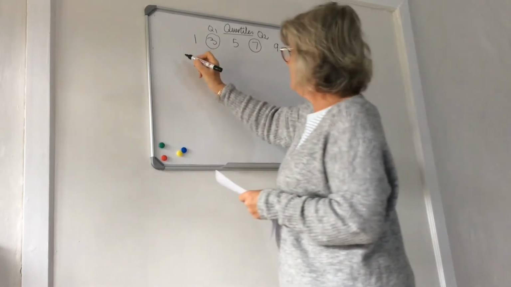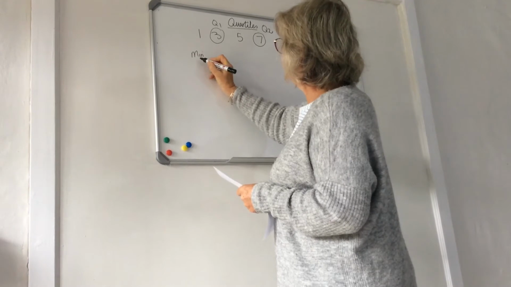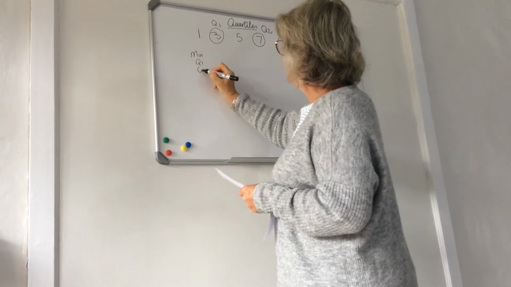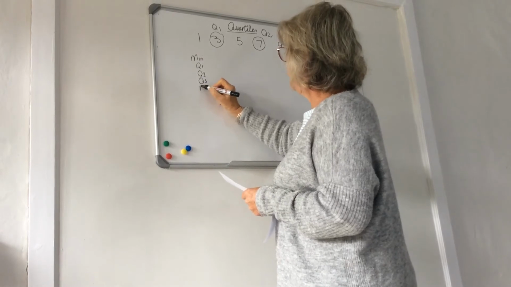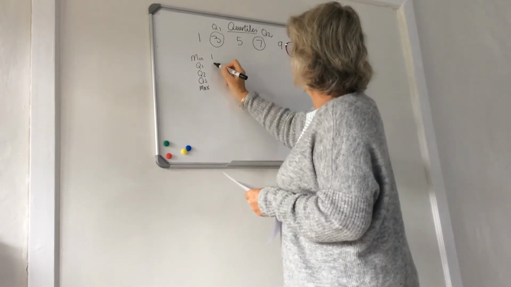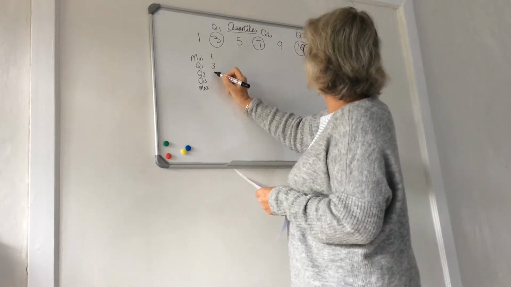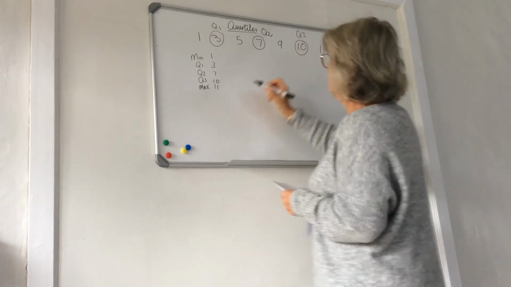So if we want to make a 5-number summary, we would want the minimum, quartile 1, the median, or quartile 2, quartile 3, and the max. And these would be, the minimum is 1, quartile 1 is 3, quartile 2, or the median, is 7, quartile 3 is 10, and the max is 11.